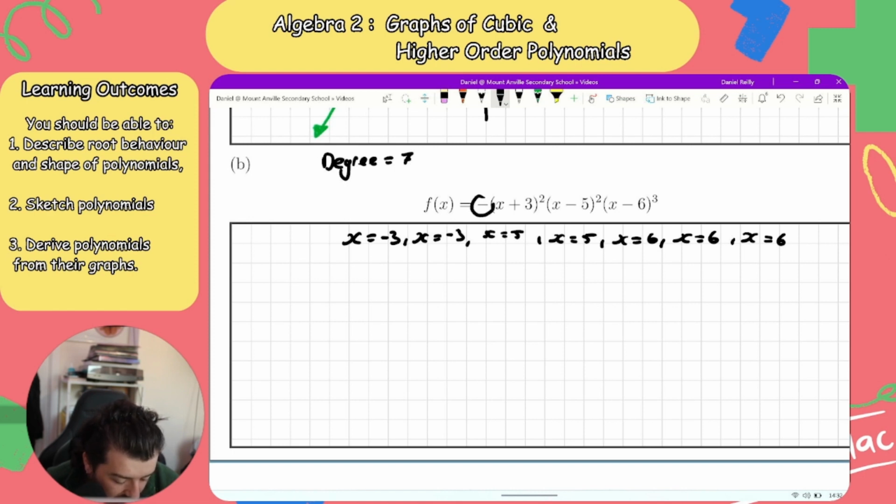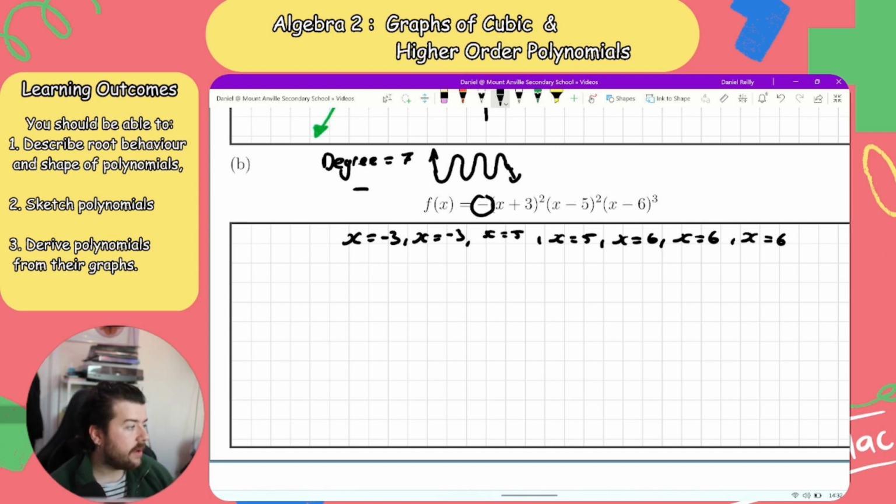It is a negative leading coefficient, therefore my graph is going to be pointing left upwards and it's going to be pointing downwards on the right. So it'll be 1, 2, 3, 4, 5, 6, 7. There you go. So my graph is going to look something like this. So let's sketch it out.